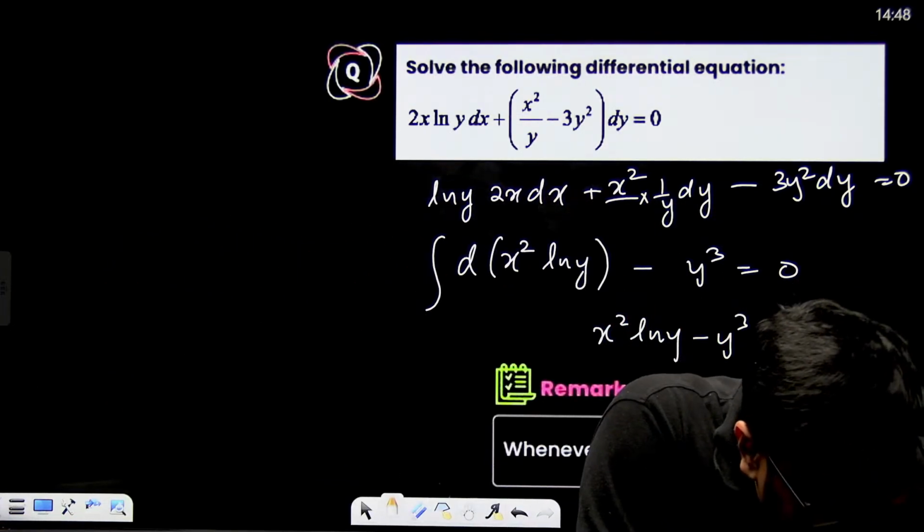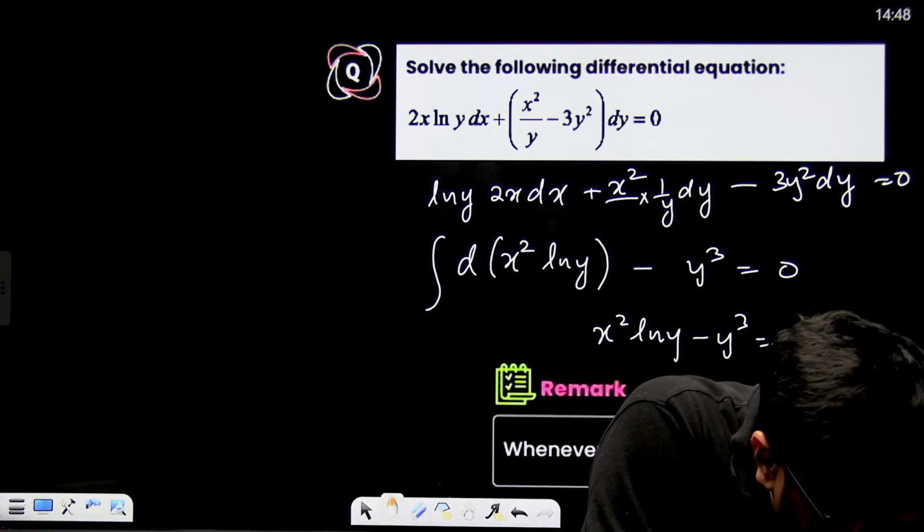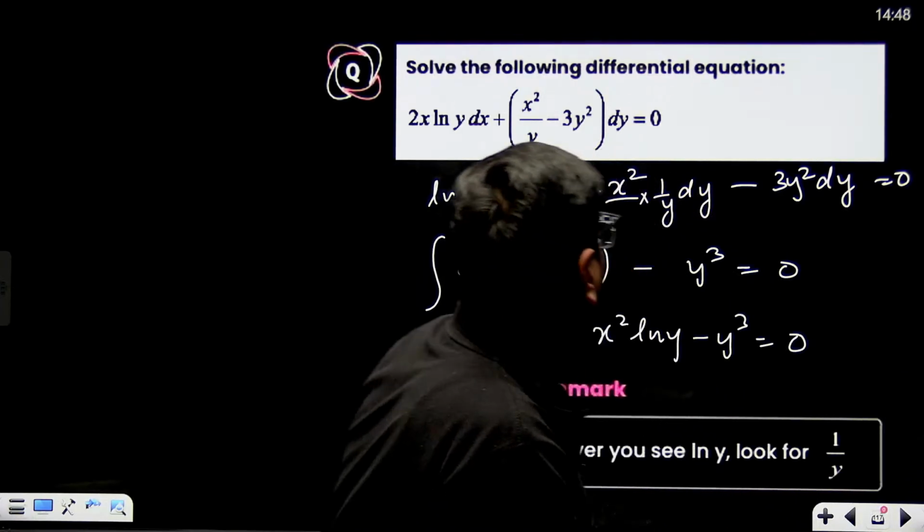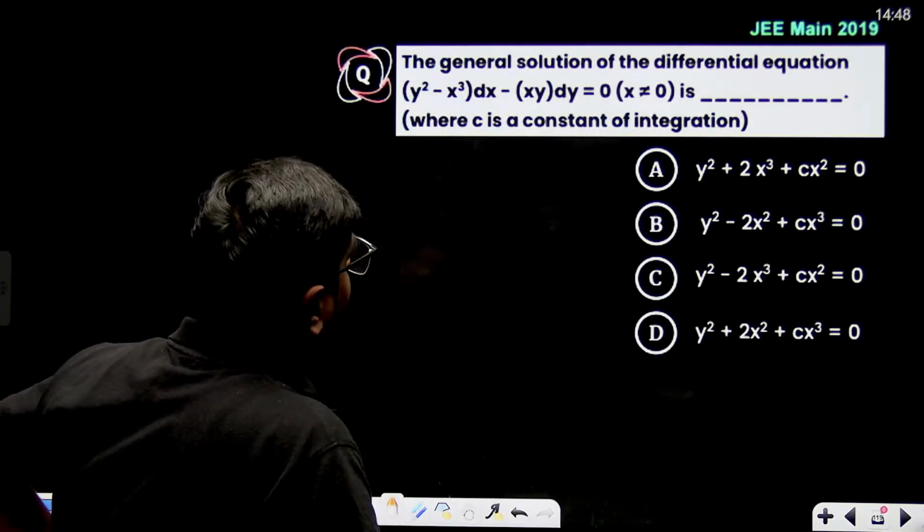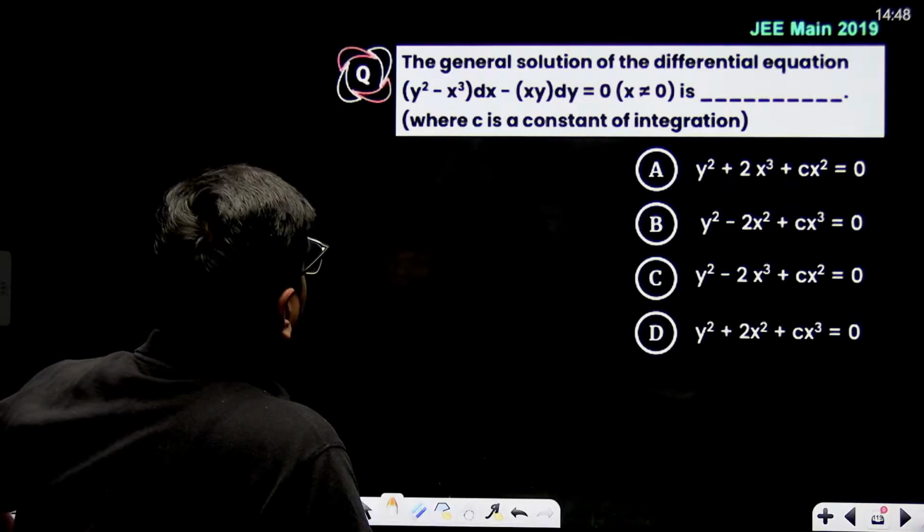PYQ solution for the chapter. Sir, please upload the PYQ series for this chapter. For this chapter, Sabrish, after conics beta, maybe in January, we'll be able to do it.